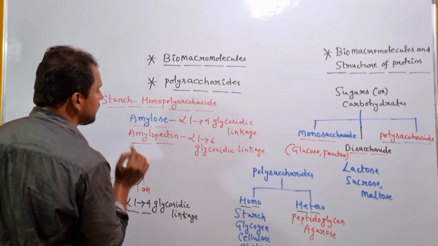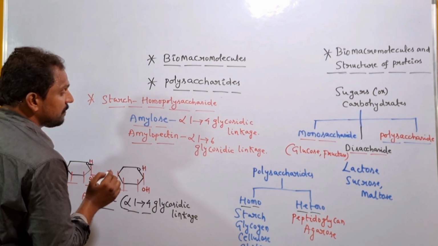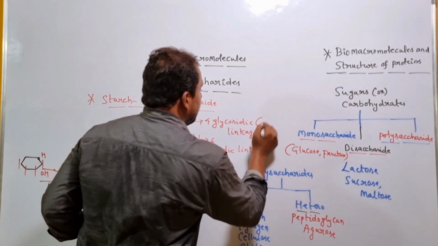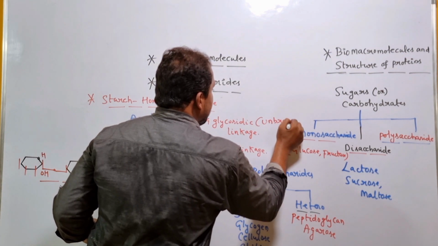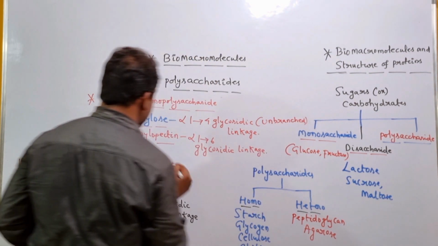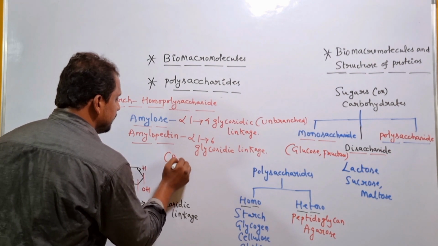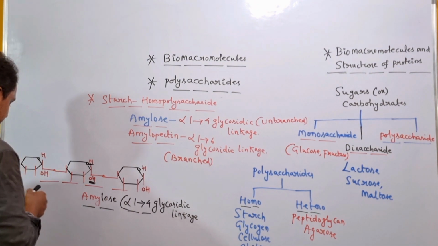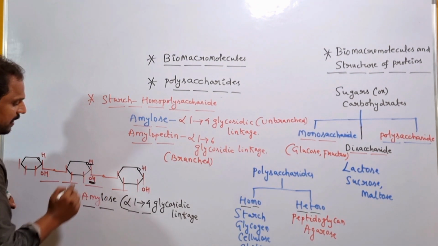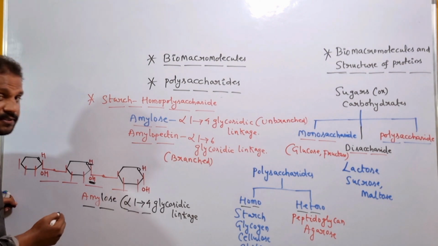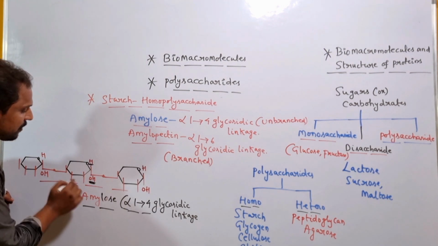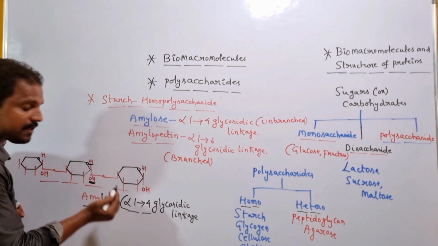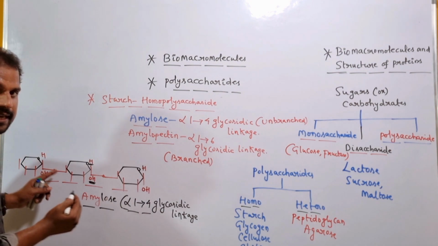As I have already mentioned, the particular starch contains two specific polymers, which are nothing but amylose and amylopectin. Amylose, is it clear? Amylose is unbranched, whereas amylopectin is branched. Look here. In amylose, all the sugar residues are linked by alpha 1,4 glycosidic linkage. Is it clear? One sugar molecule remains in association with the other sugar molecule by means of alpha 1,4 glycosidic linkage in amylose.